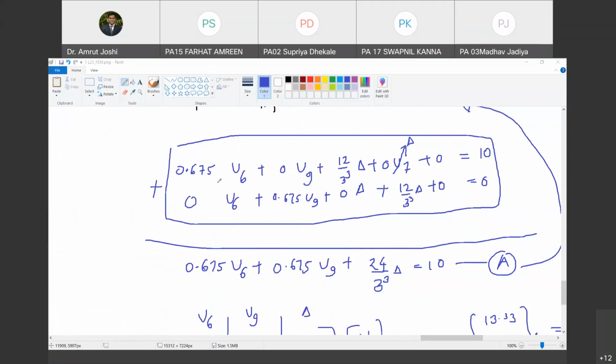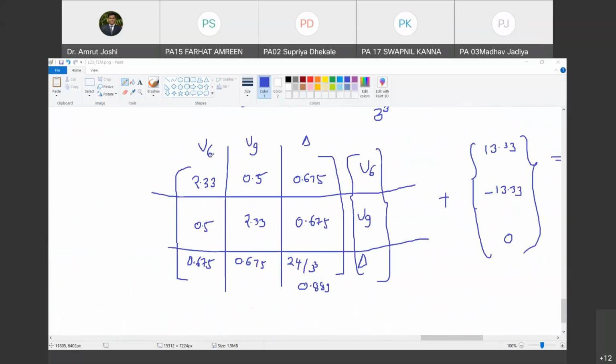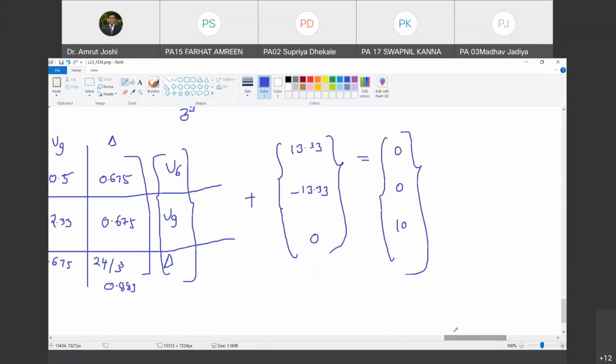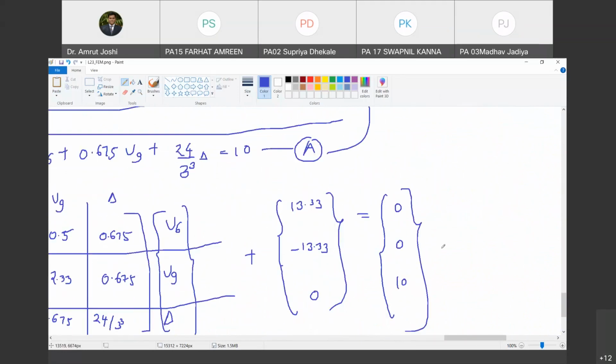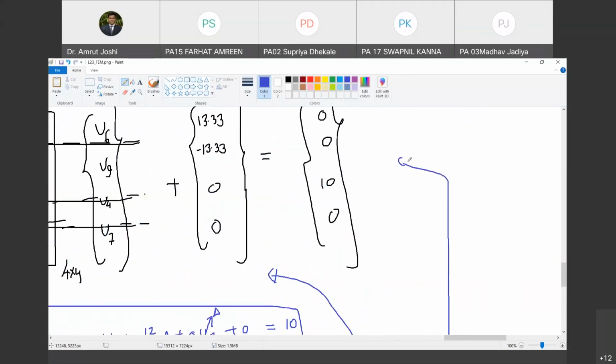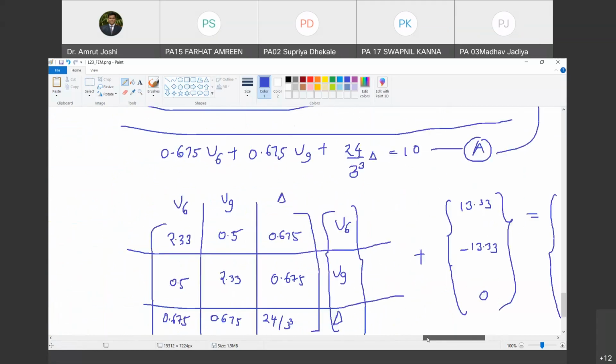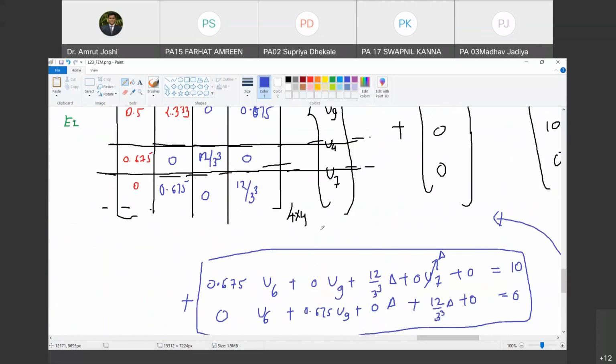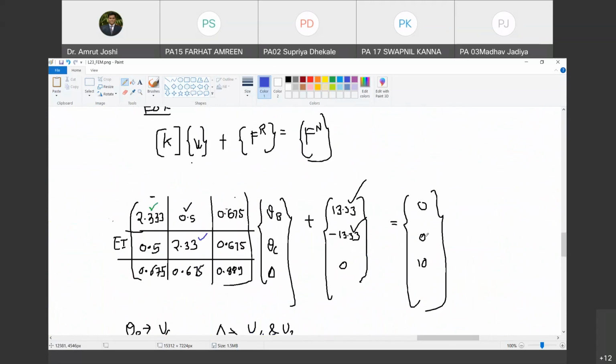So let's resume. I think you know what I have done. I have added the last two equations to get the one equation. If you rearrange this u6, u9, delta, you will recover the same equation. Now I am going to give you homework: solve this and get the values of u6, u9, delta. In this particular case it is theta b, theta c and delta.